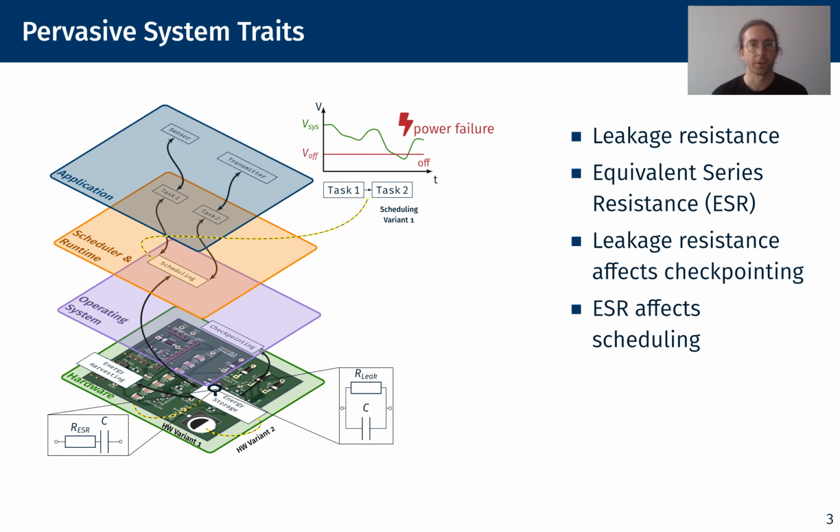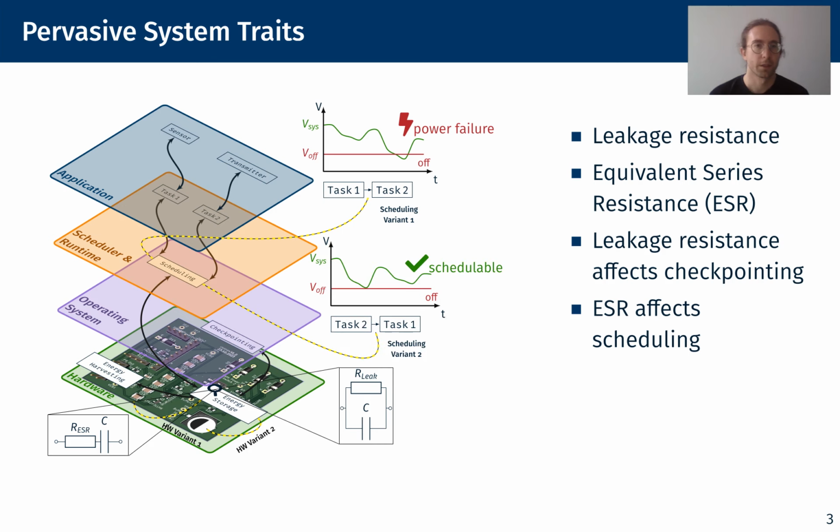If you now schedule task 2 after task 1, when the system level voltage is already a bit lower, the voltage drop caused by task 2 can cause the system level voltage to fall below the operating threshold and cause an unexpected power failure. On the other hand, if we just switch the scheduling order and schedule task 2 when the system level voltage is still a bit higher, the same system is perfectly schedulable.